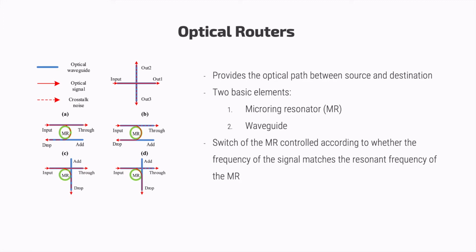In an optical router, there are 2 basic elements, the micro-ring resonator and the waveguide. The switch of the MR is controlled according to whether the frequency of the signal matches the resonant frequency of the MR. When the MR is turned on, the signal gets coupled to the respective MR. The signal is delivered into the drop port, changing the direction of the signal. Otherwise, the optical signal continues in its original direction to the through port.